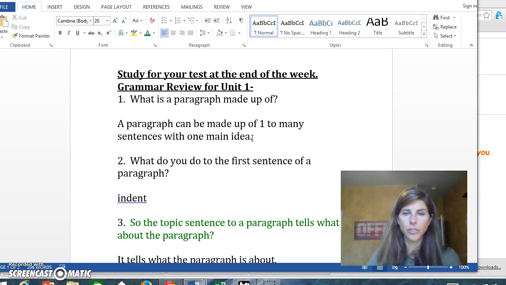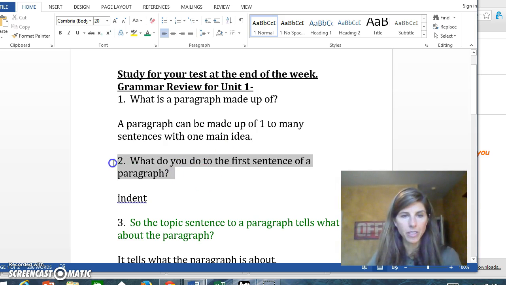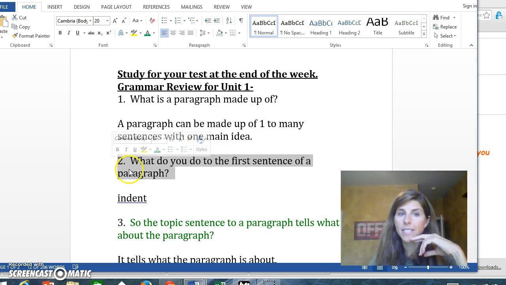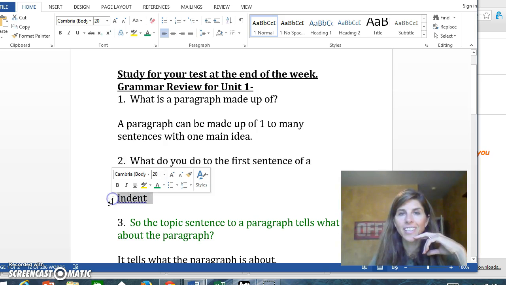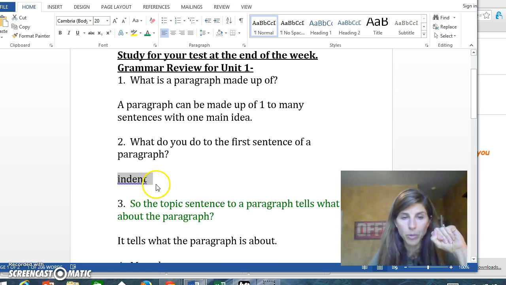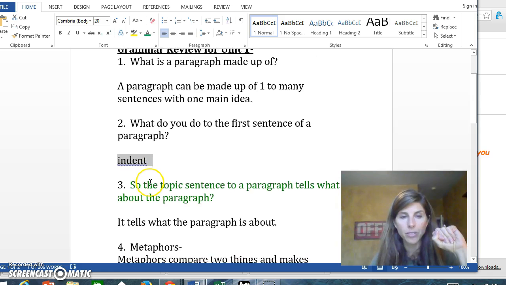What do you do to the first sentence of a paragraph would be our next question. So, what do we do? So we've talked about that, and we indent. So here's our answer. So you indent, and remember it's 1 finger space when you're writing, and it's about 5 spaces when you are on the computer. So, that shows us where paragraphs start. So try to remember to do that when you are writing your paragraphs.